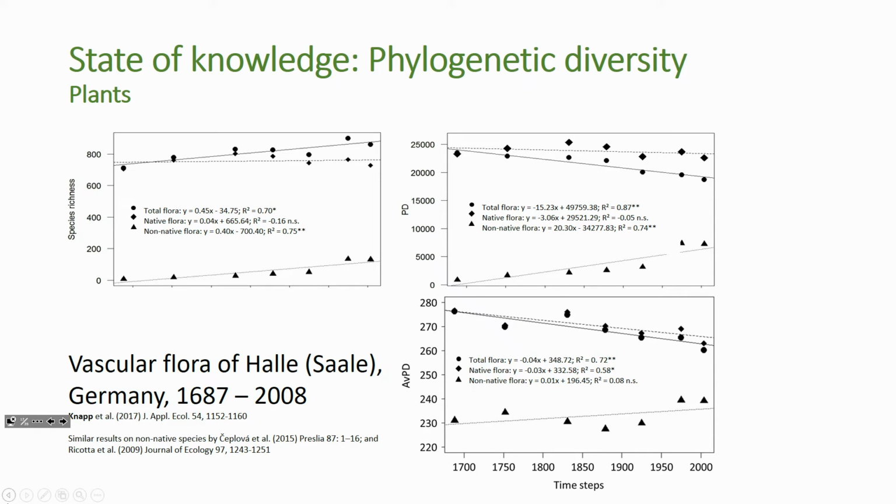To summarize this, over these 320 years, we saw an increase in the species richness of Halle. This increase in species richness was driven by an increase in neophytes. In 1687, there were 4 neophytes in Halle. Today, it's more than 130.